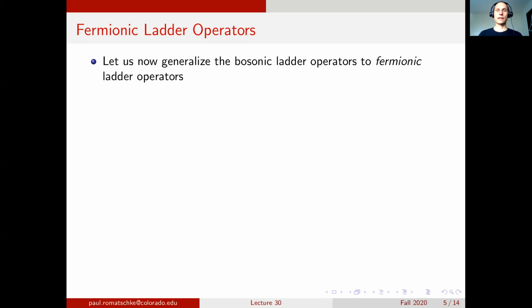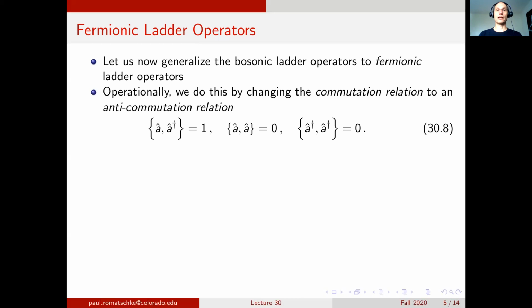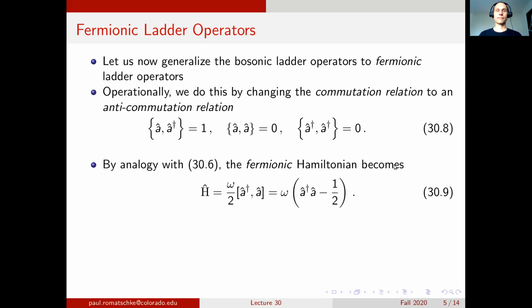Let us now try to generalize this concept to fermionic operators, in particular using the bosonic ladder operators that fulfilled this commutation relation. Let us write down fermionic ladder operators that fulfill anti-commutation relations similar to the ones that we had for the bosonic ladder operators. So we define new operators A and A dagger, which have the property that they anti-commute, and the anti-commutation relations are given in equation 30.8.